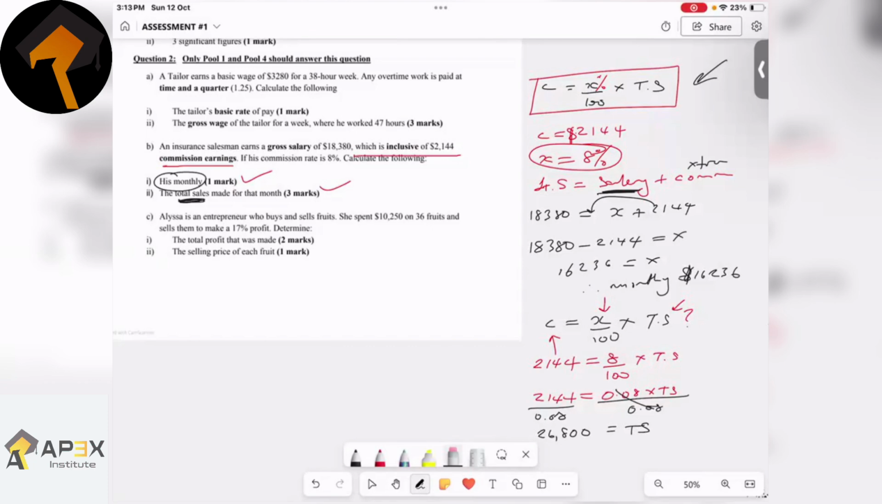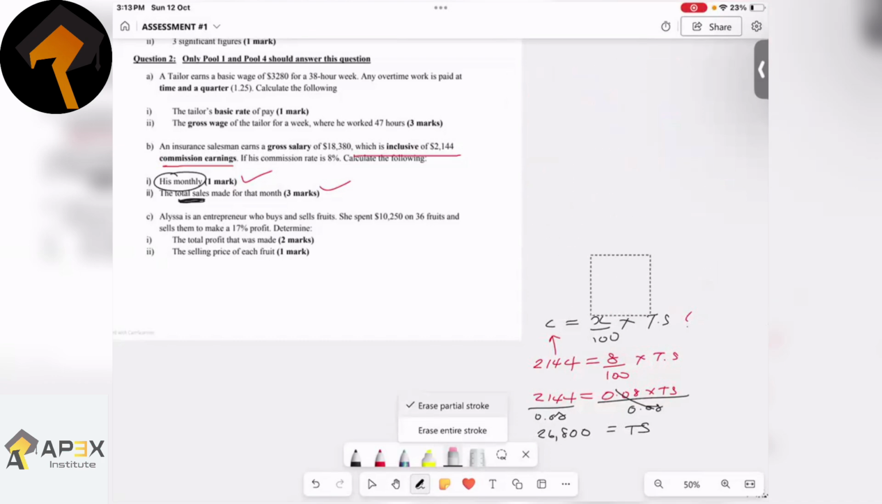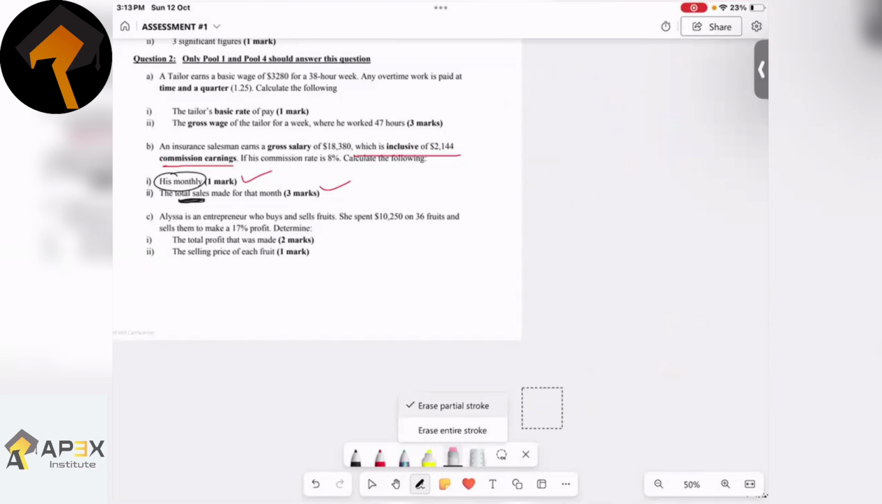Part C, Alyssa is an entrepreneur. Please take a screenshot, guys, if you haven't gotten it. If you haven't written it down, you can rewind. I can replay the video or that part of the video and get the solution. All right. Now, Alyssa is an entrepreneur who buys and sells fruits. She spends $10,250 on 36 fruits.